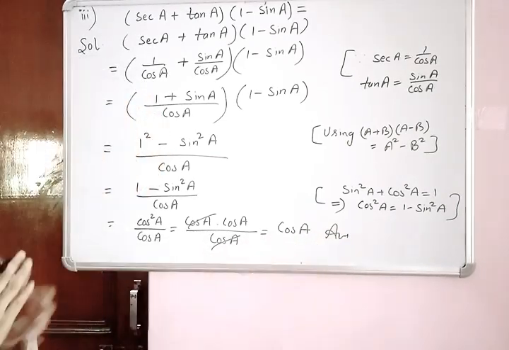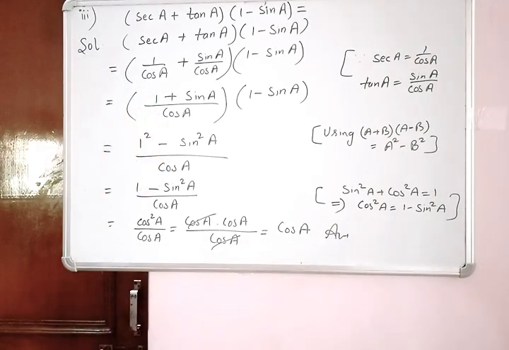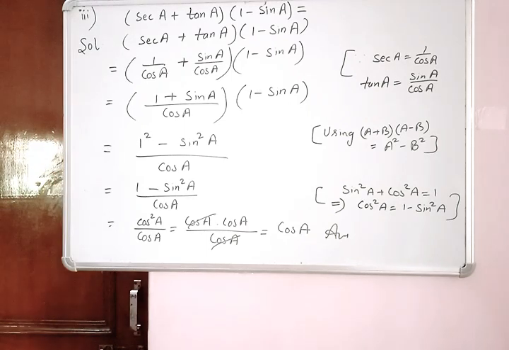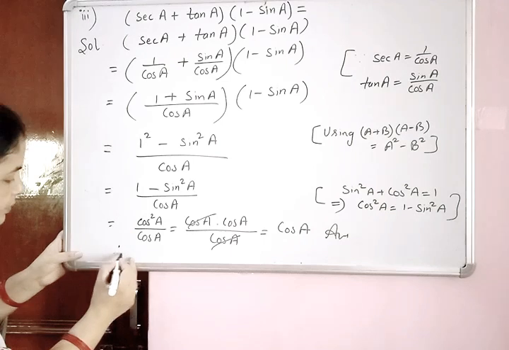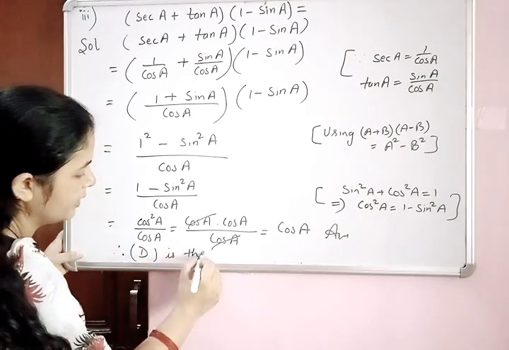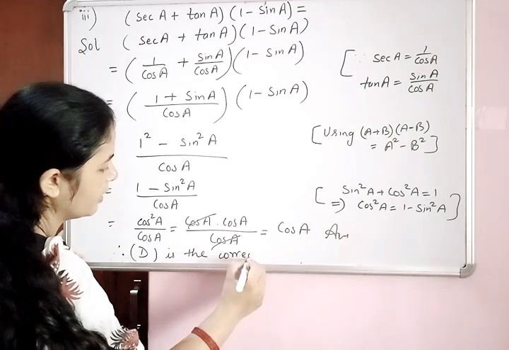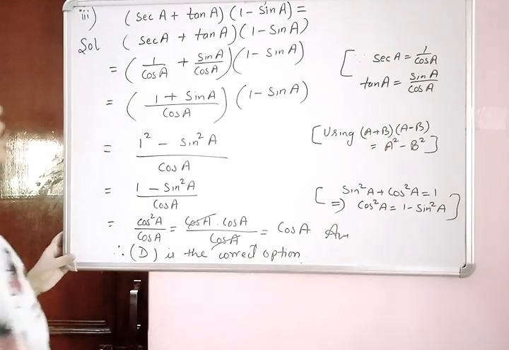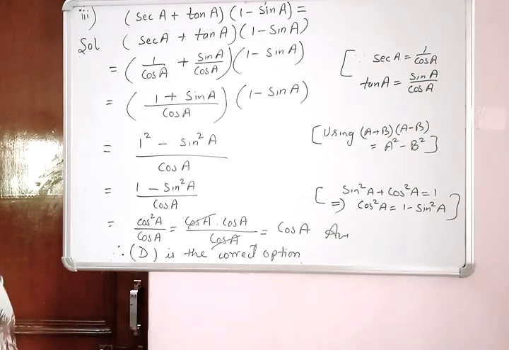So just look at which option we have cos A. In third part, option D, we have cos A. So therefore D is the correct option. Now question number 4, fourth part is your homework.